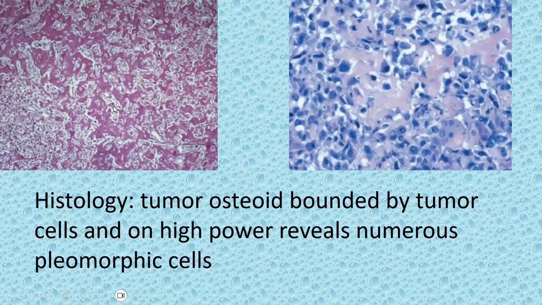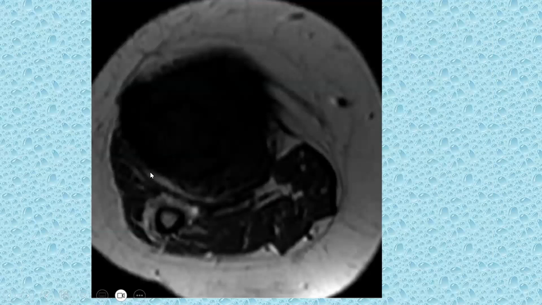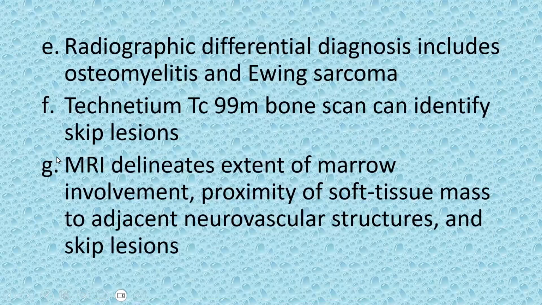This is another patient, I will show it to you now, with a lesion occurring in the metaphysis with deformity. This was an osteosarcoma. Likewise, over here showing you the soft tissue content. And the differential diagnosis, we have mentioned it. Technetium scan, bone scan can identify skipped lesions. MRI delineates extent of the marrow involvement and also tells us about skipped lesions.